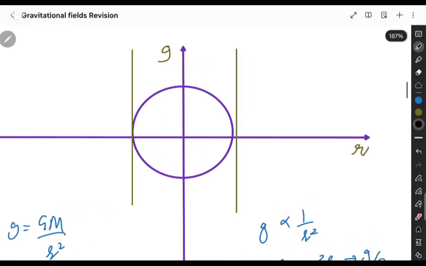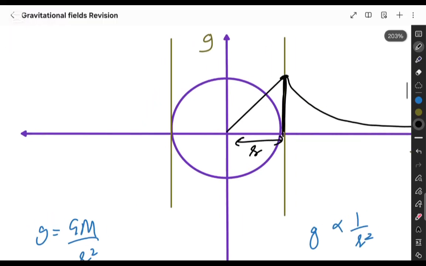So if I look at it from here, then g should go like this. And inside it's going to be like this. If I go inside the mass, then it's going to be like a straight line, and then from the surface, this is the surface, this is the radius of the star or the sphere, it's going to be maximum, and then it's going to go down as you go away from the sphere or star or planet, whatever you want to say.